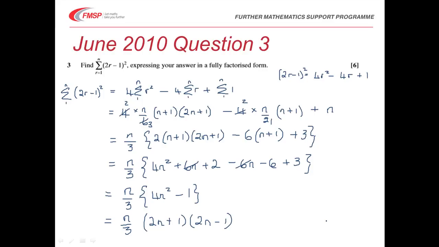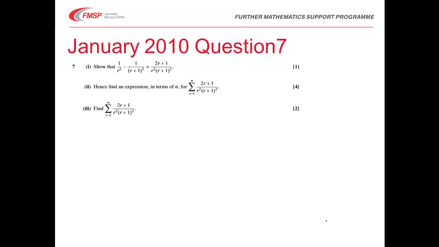So we'll now have a look at another question which looks at the other aspect of summation of series, which is this idea of method of differences. So just looking at the question, 3 parts. We first of all have to show that we have a set of differences equal to 2r plus 1 over r squared upon r plus 1 all squared.